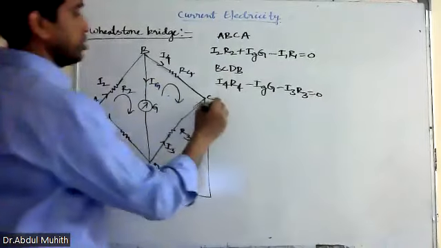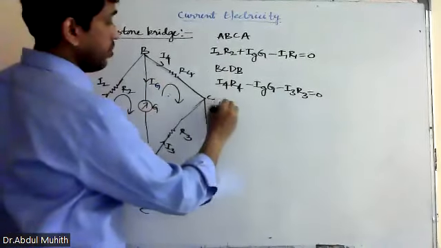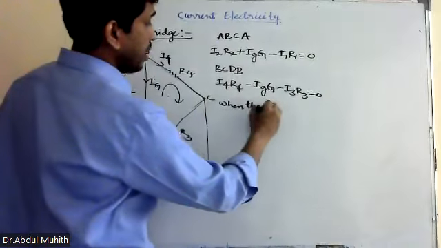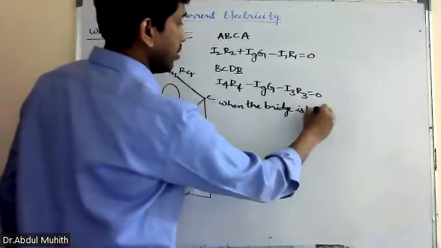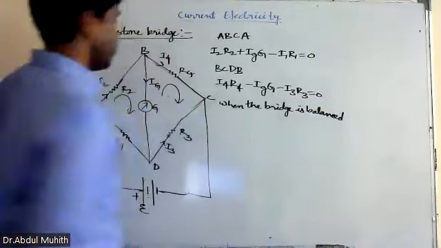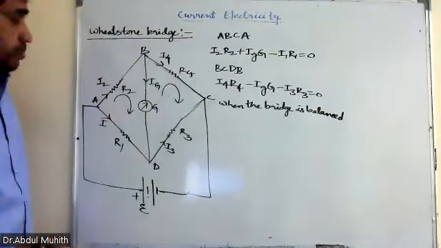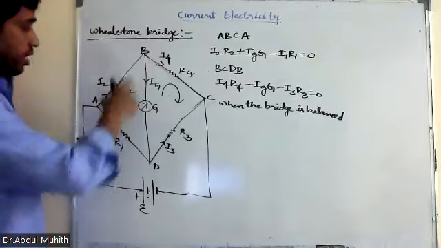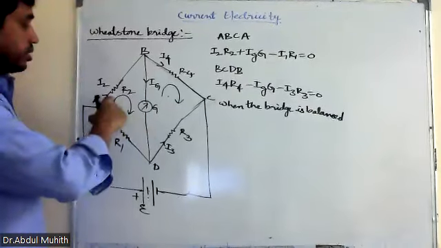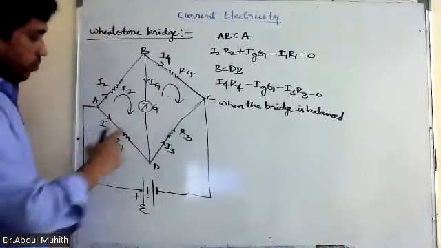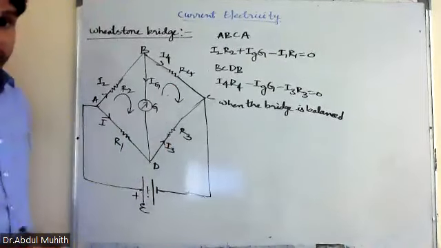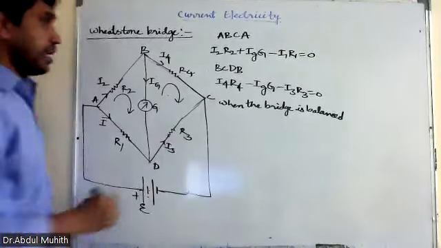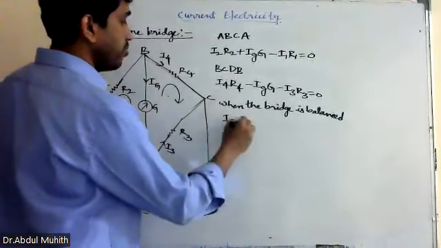Now what happens when the bridge is balanced? What is the meaning of bridge is balanced? It means there is no current flowing through the galvanometer. Whatever the current is flowing through R1 will flow through R3. No current is flowing through the galvanometer. That is the meaning of bridge is balanced. So current Ig will be equal to 0.